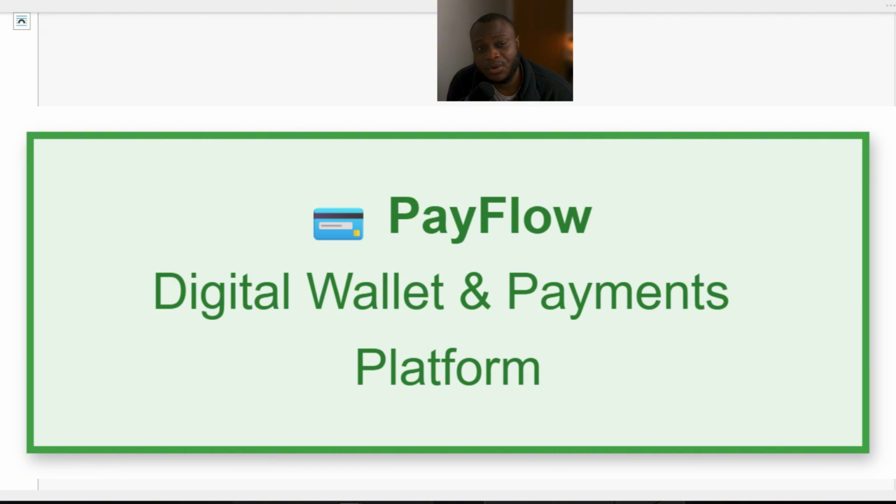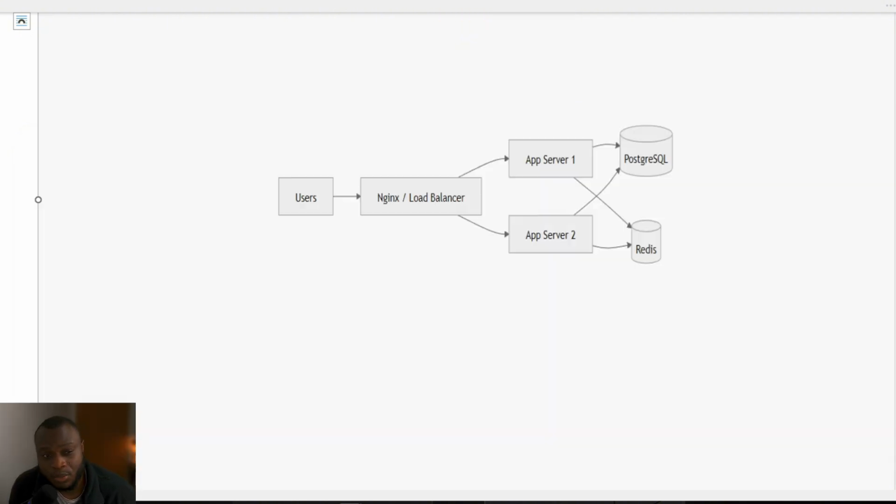Before I assess risk, I want to anchor us on the current system again. This is still the same PayFlow setup we have already seen. Users are coming through Nginx. Requests are distributed to two application servers, and both of those depend on the shared PostgreSQL database and Redis. At a glance, this is still a fairly understandable setup. The question now is not whether it works, the question is where it becomes fragile.